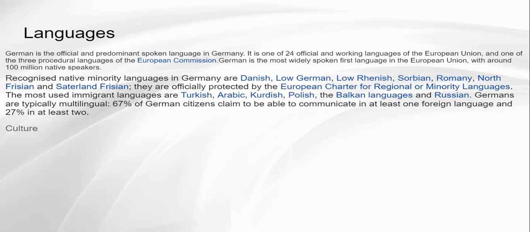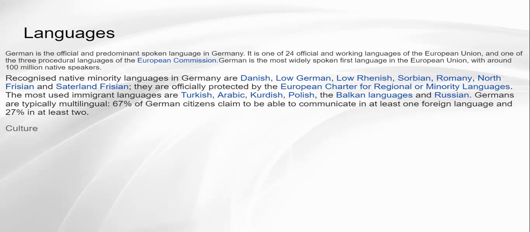Language: German is the, um, French is the official language and predominant language spoken in Germany. Of course not. German, surprisingly, it's very surprising that in Germany they speak German. Very surprising, right? German is the official and predominant spoken language in Germany.